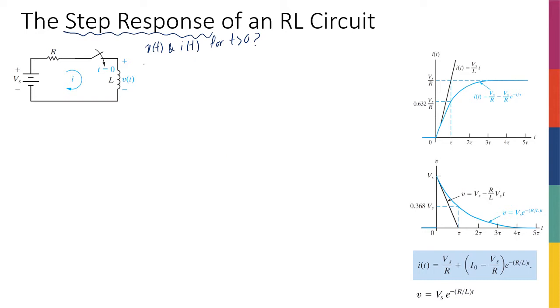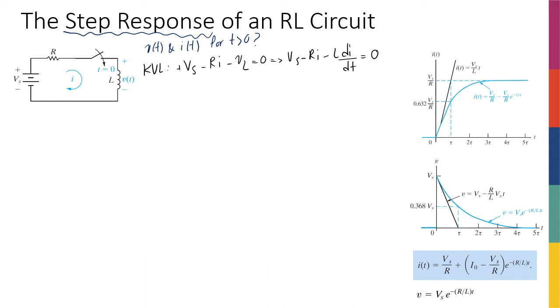So let's start with writing KVL. KVL tells me that plus Vs minus Ri minus VL is going to be equal to 0. Therefore, Vs minus Ri minus L di over dt is going to be equal to 0. Because the current of the resistor and the current of the inductor are the same thing, I can use i for both of them. Okay, now I need to just simplify things, do the integral, and find the expression, right?